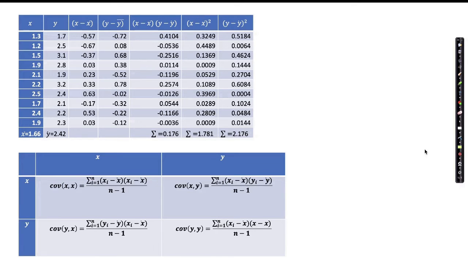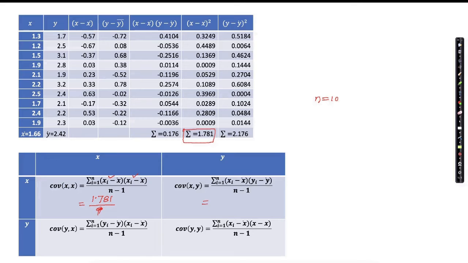To compute the covariance matrix, first the covariance of x comma x, which is computed using this formula, the summation of x minus x bar into y minus y bar for all the points, which we can have from this component, 1.781 divided by n, which is 10 here, so divided by 9.